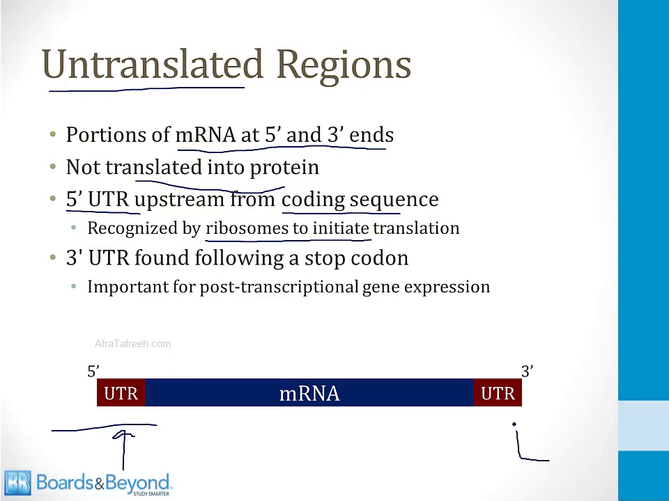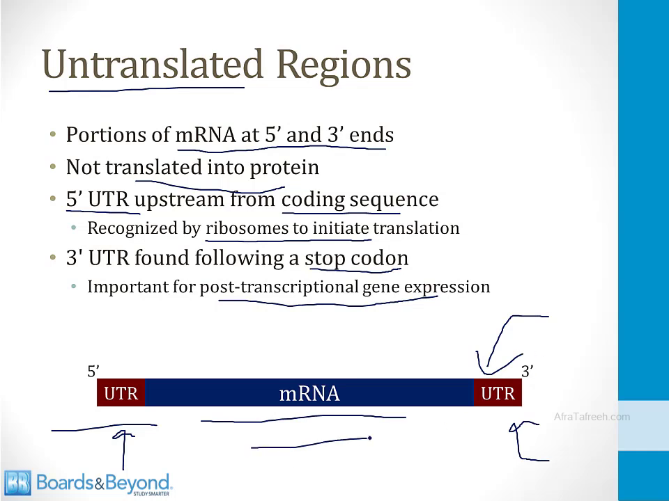There's also an untranslated region at the 3' end. This is always found following a stop codon. And this untranslated region is important for post-transcriptional gene expression. So just because this molecule of mRNA has been transcribed from DNA, it doesn't necessarily mean it's going to go on to make a protein. This untranslated region here has a lot of influence over that because it can bind to other factors that can determine whether this mRNA becomes translated into a protein or not.